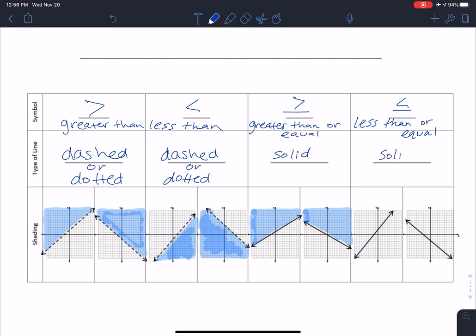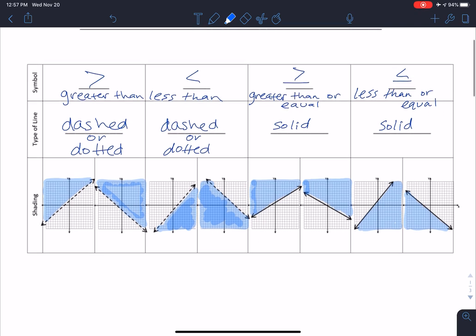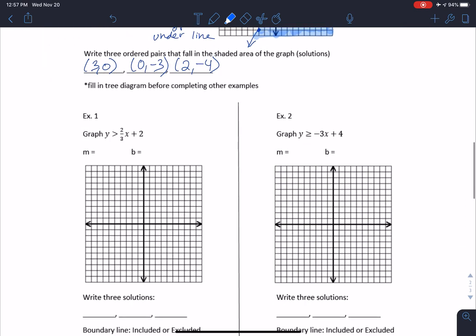My line is still solid because of the equal to part, like seen on these two examples below, but now we're going to shade under the line. On this first example, I have a positive slope. Under the line looks like this. And when my slope is negative, under the line looks like this to the left side. So you have to be really careful where you shade, because if the slope is positive or negative changes where you shade. So this is a helpful, really awesome cheat sheet that you can use when you graph in case you forget. Okay, so now we're just going to practice some examples.